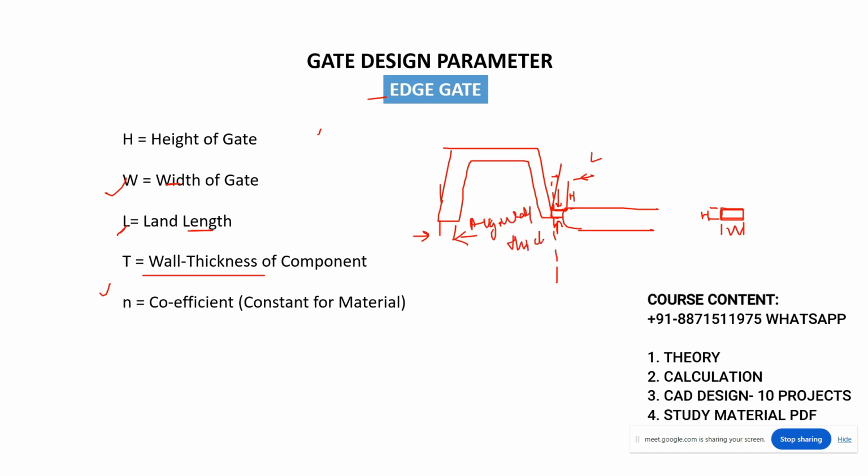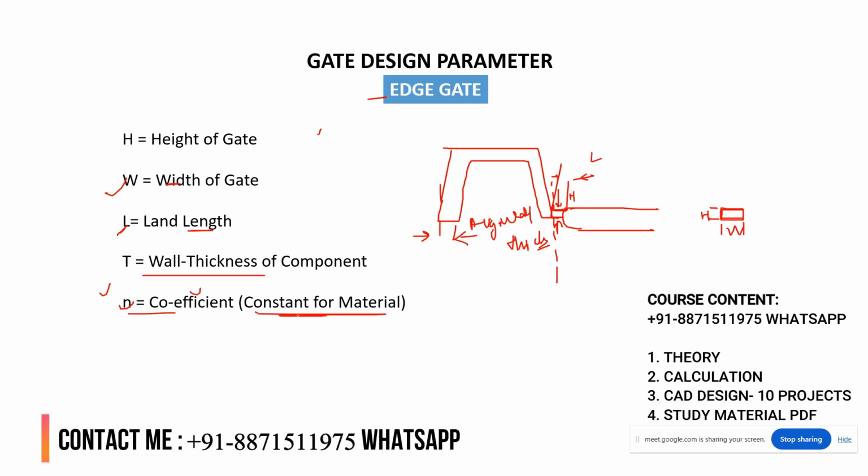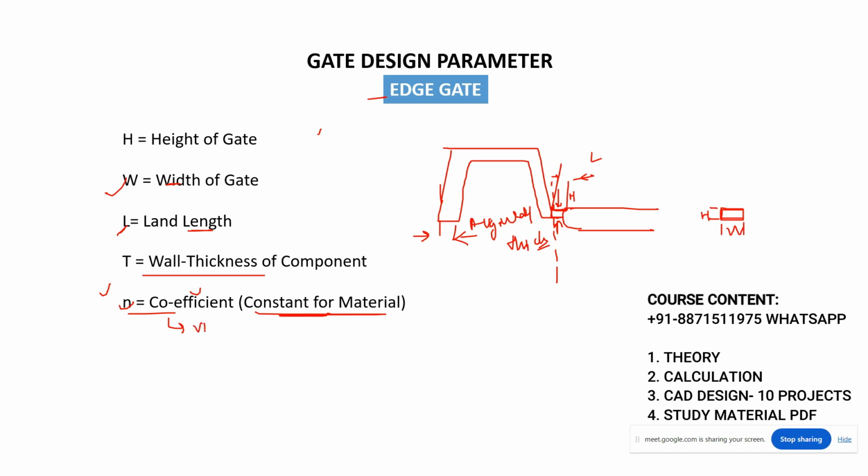Average wall thickness. N is nothing but the coefficient, which is the constant of the material. For now I am telling you that it is depending upon the viscosity. I will explain it, don't worry, okay? N is nothing but the coefficient or the constant of the material, the N value.